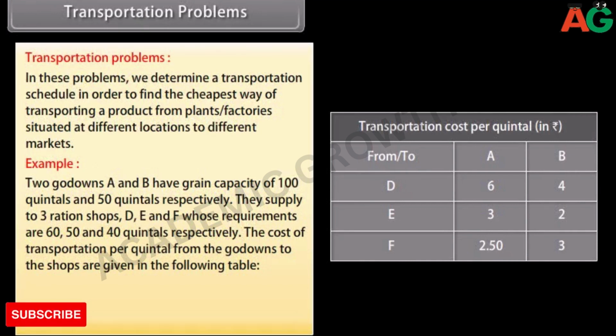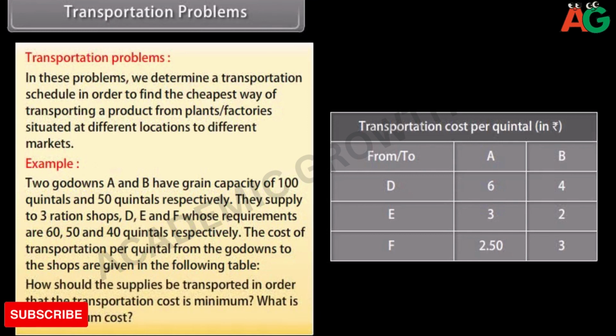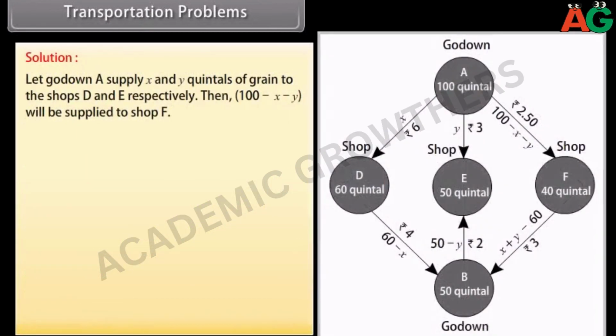The cost of transportation per quintal from the godowns to the shops is given in the following table. How should the supplies be transported in order that the transportation cost is minimum? What is the minimum cost? Solution. Let godown A supply X and Y quintals of grain to the shops D and E respectively. Then 100 minus X minus Y will be supplied to shop F.